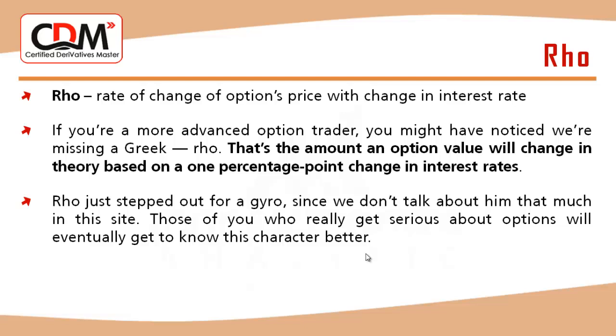Now rho, we also call it kappa, is the rate of change of the option's price with the change in interest rate. These don't have that kind of influence in the market, because in options trading, interest rates generally do not change very often. So it very rarely affects our options pricing. It does, but its effect is negligible.